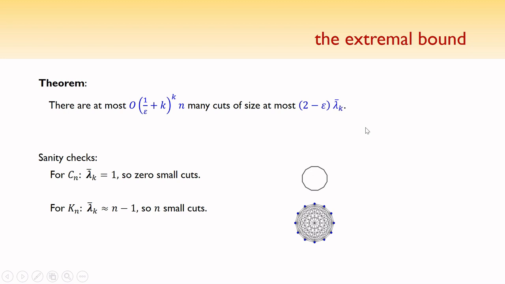For the clique, lambda k bar is roughly n minus 1, which means that every singleton cut is in fact a small cut. But if we take 2 vertices in a cut, this blows the cut up to size roughly 2n, which is more than the allowed size. So the only small cuts are the singleton cuts in the clique, and there are n of them. So for a cycle and clique, this statement does hold.